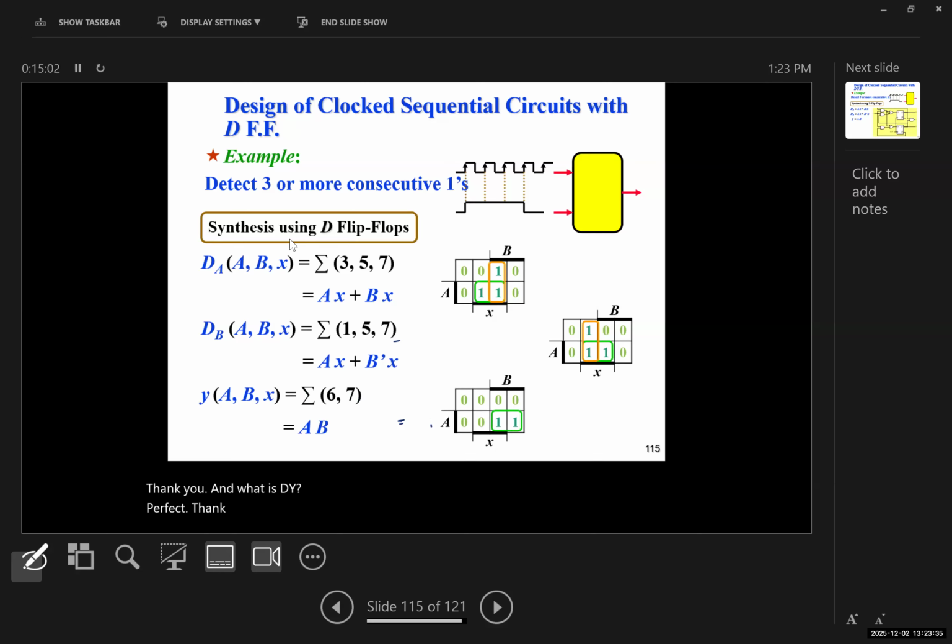Okay. So by drawing the K-map, again, this is 0, 1, 3, 2, 4, 5, 7, and 6. So we would have 1 here at 1, 5, and 7. And combining them and simplifying them, we're going to have B prime X. And in the bottom one, we're going to have AX. And for 6 and 7, we would have AB.